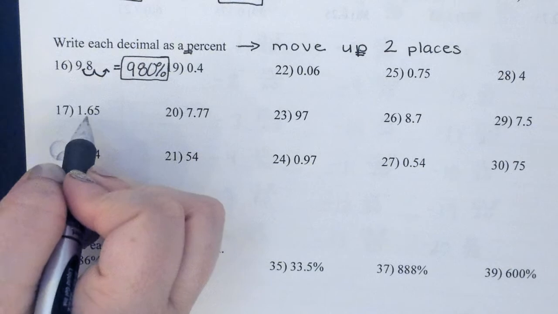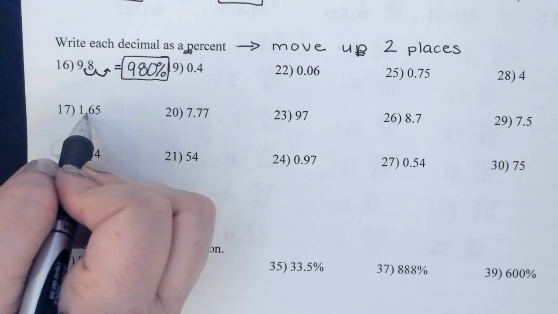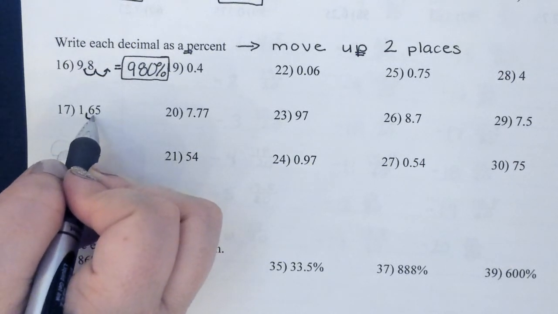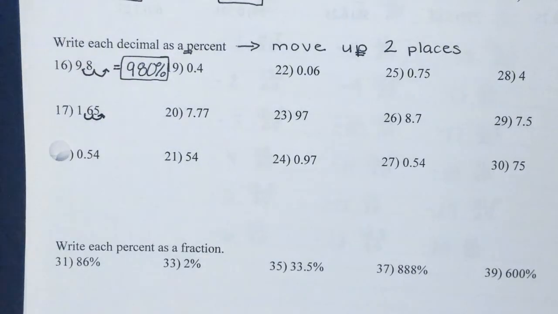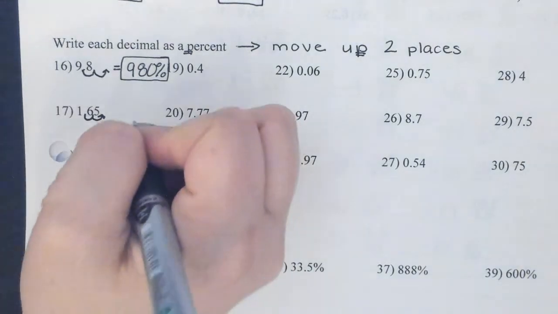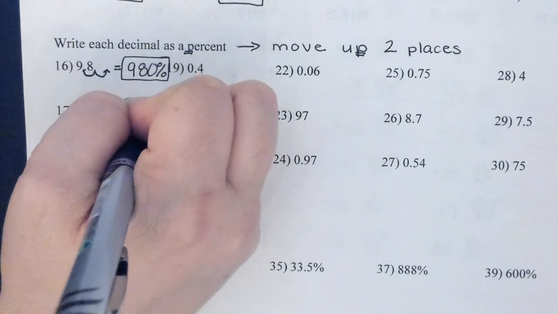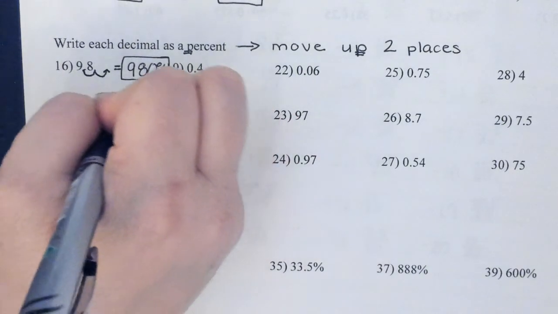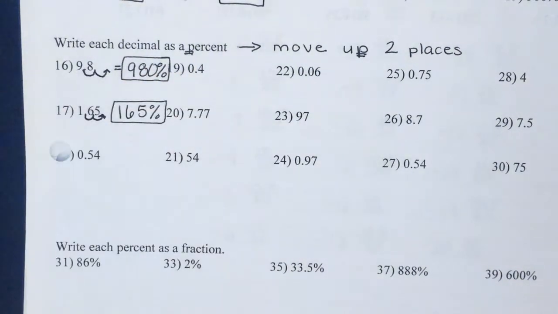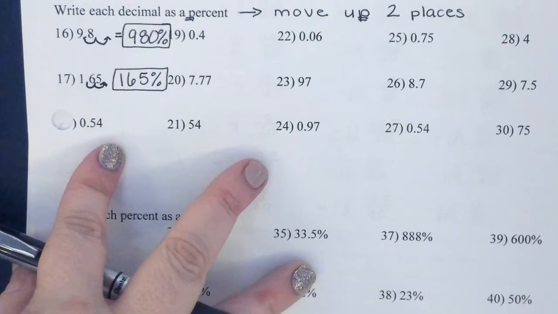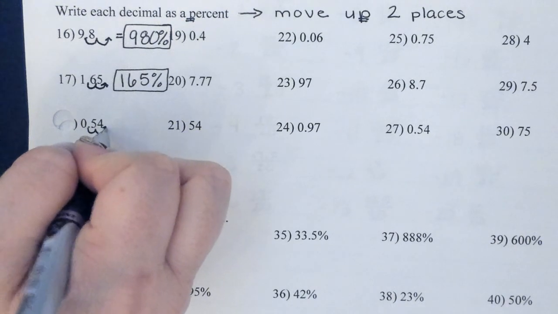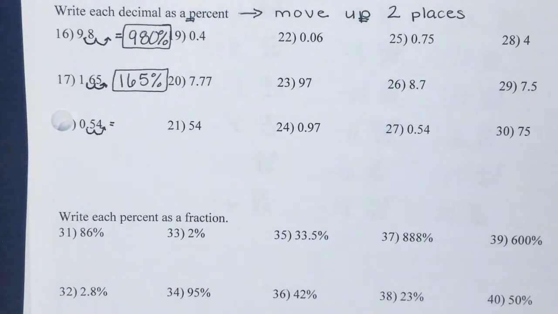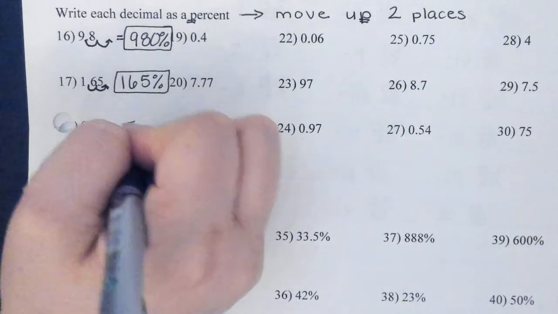Okay, so for number 17, there's my decimal in the problem. And I'm going to the right. 1, 2. So I ended up at the end. So what's my answer for number 17 going to be, Morgan? 165%. All right. Number 18. I'm going to move my decimal over 2 places again. 1, 2. What is my answer for number 18 going to be, RJ? 54%.